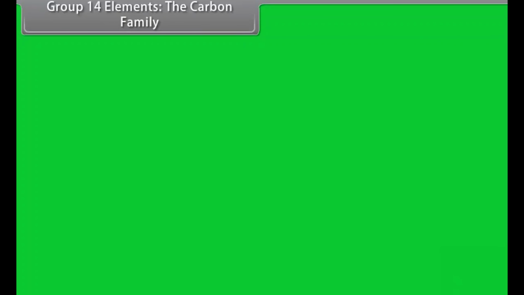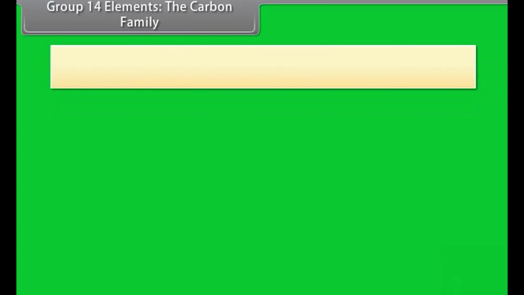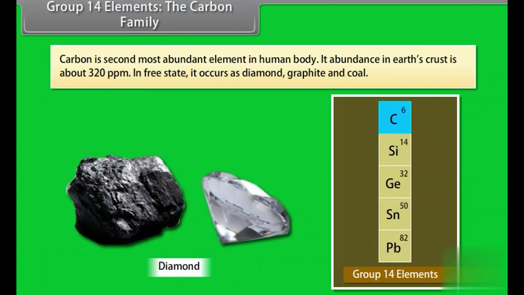Group 14 elements. The carbon family. Carbon is the second most abundant element in the human body. Its abundance in Earth's crust is about 320 parts per million. In free state, it occurs as diamond, graphite and coal.